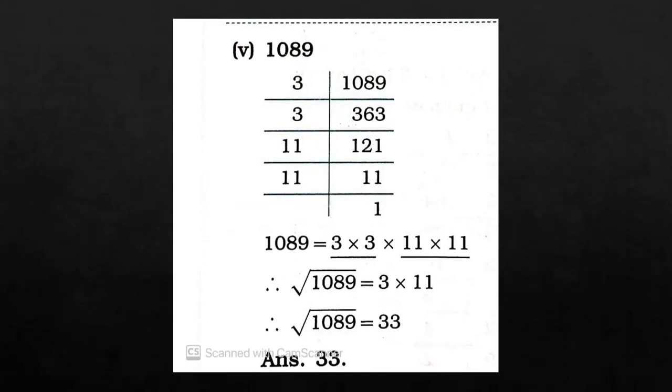Fifth one, 1089. Find the prime factors. So I have 3 into 3, 11 into 11. From 3 into 3, I pick out 1, 3. From 11 into 11, I pick out 1, 11. 3 into 11, 33. So square root of 1089 is 33.